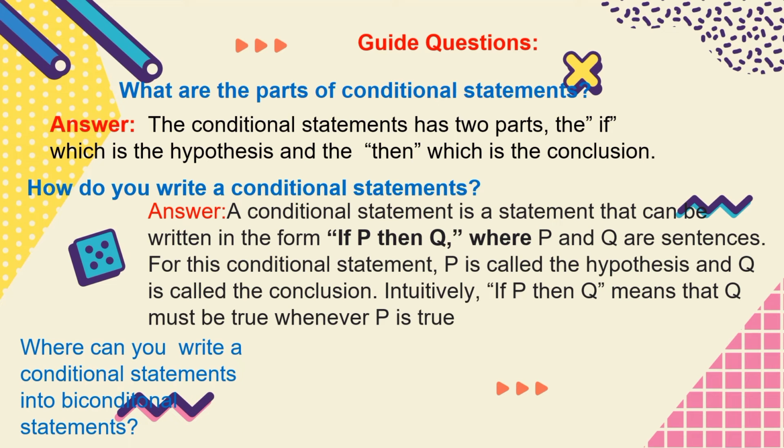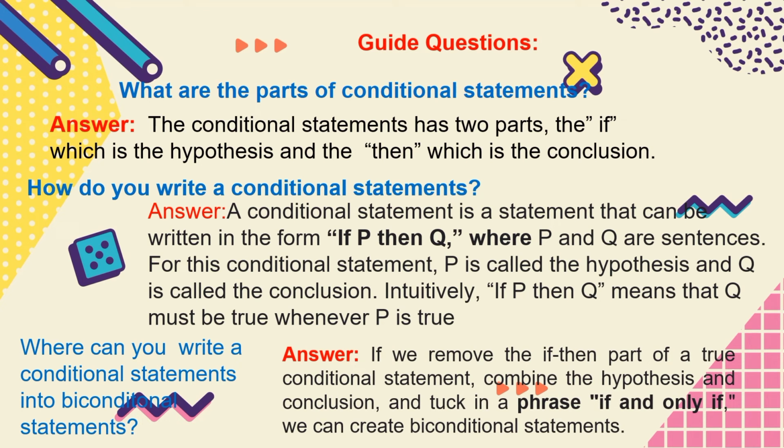And how can you write a conditional statement into a biconditional statement? Now, if we remove the if-then part of a true conditional statement, combine the hypothesis and conclusion, and tuck in a phrase if and only if, we can create a biconditional statement.